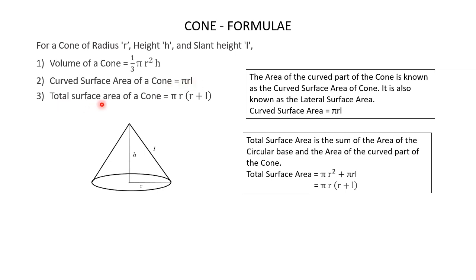Total surface area of a cone is the sum of the area of the circular base and the area of the curved part of the cone. Now we know that the area of the circular base is pi r squared. Area of the curved part of the cone is pi r L. So total surface area is equal to pi r squared plus pi r L. If you take out pi r as common, you get total surface area is equal to pi r multiplied by r plus L. Remember these three formulae to solve problems on cones.